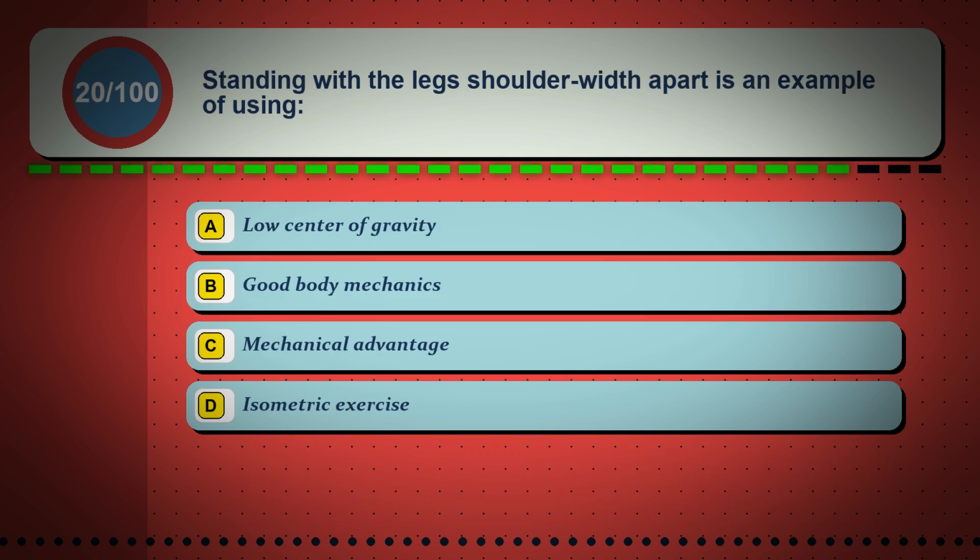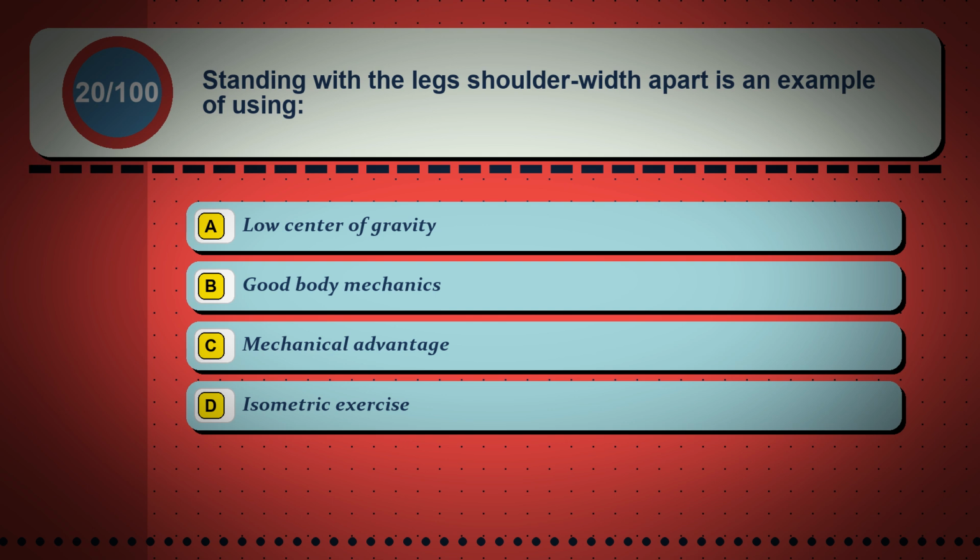Question 20. Standing with the legs shoulder width apart is an example of using: Option A, low center of gravity. Option B, good body mechanics. Option C, mechanical advantage. Option D, isometric exercise.